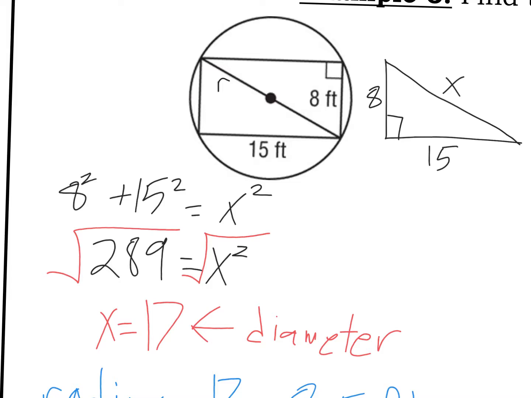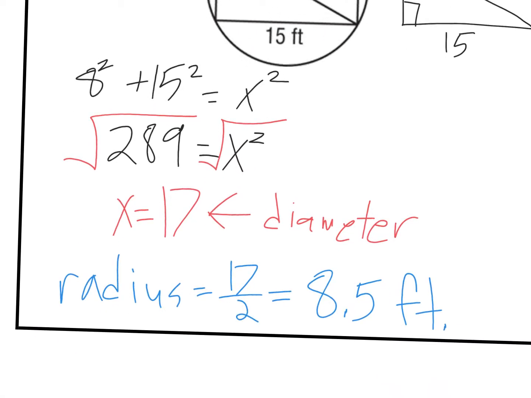The hypotenuse is always opposite of the right angle, so opposite of the right angle is your diameter. So I'm going to do 8 squared plus 15 squared equals my hypotenuse, x squared. 8 squared plus 15 squared is 289. Square root both sides to figure out what x is, and you'll get 17. So 17 is my diameter. I'm just going to cut that in half, and I'll get my radius of 8.5 feet.